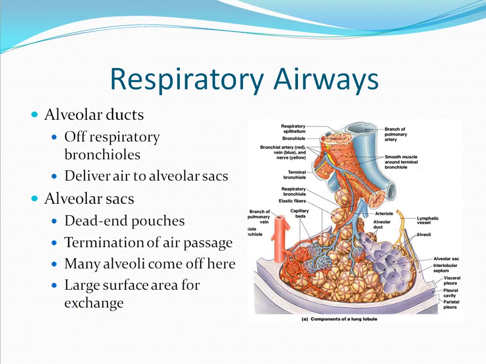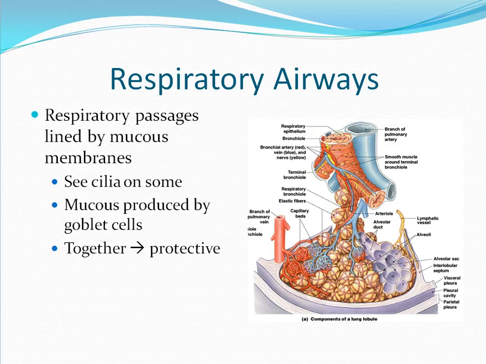From the respiratory bronchioles, air enters into alveolar ducts. The ducts deliver air to the alveolar sacs. Alveolar sacs are dead-end pouches that represent the termination of the air passages. They are made up of many alveoli. They provide a very large surface area for gas exchange to occur. The respiratory passages are lined with mucous membranes. We also see cilia on its surface as well. The mucus is secreted by goblet cells as well as glands in the submucosa. Together, the cilia plus the mucus provide a protective function, and we will look in more detail at this function later.